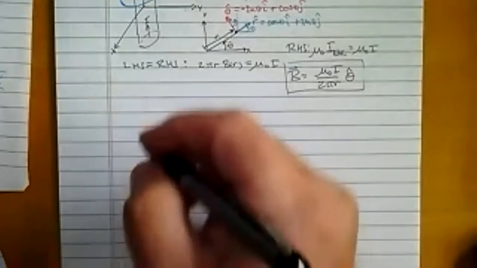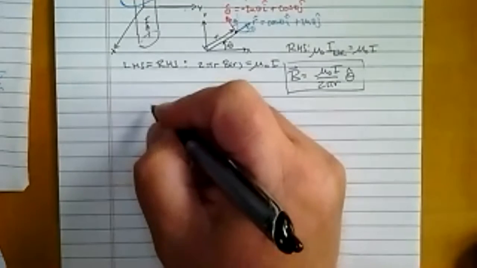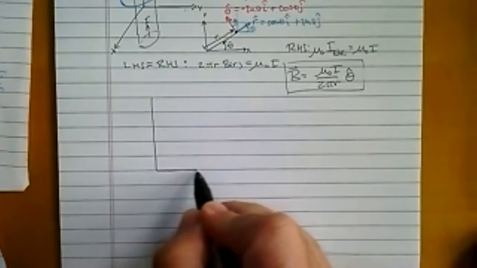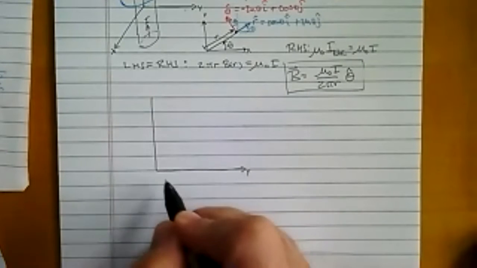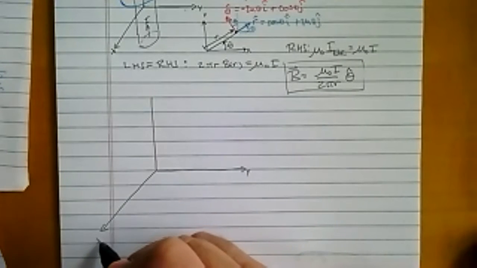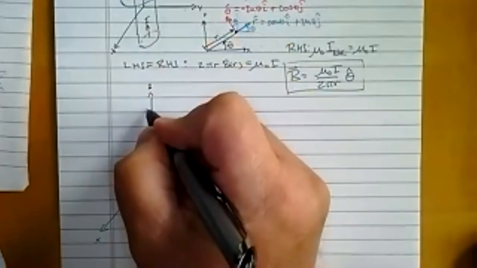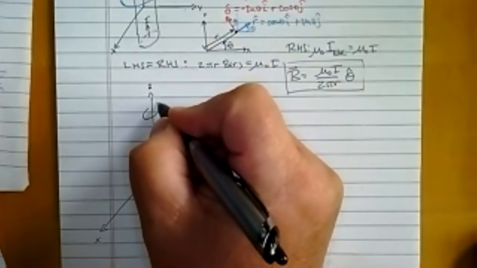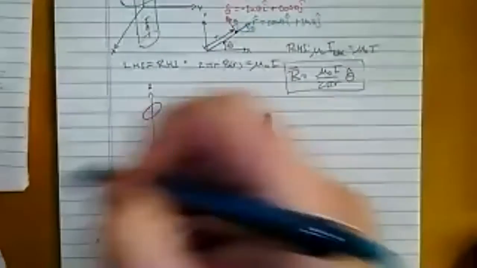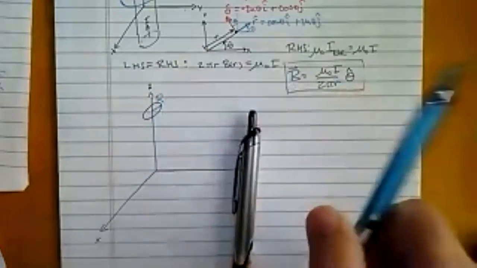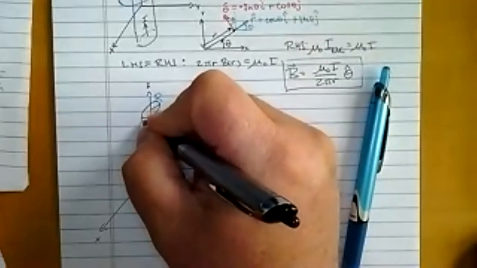I'm going to again put it along the z-axis just to make the mathematics work out sort of the same way. So this is my y-axis. This again is my x-axis. This again is my z-axis. And what I'm going to do is imagine a wire, and this wire is going to have a radius big R.